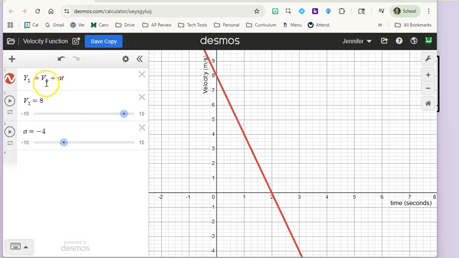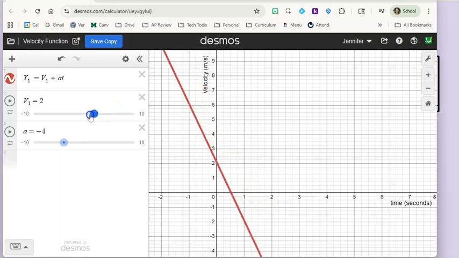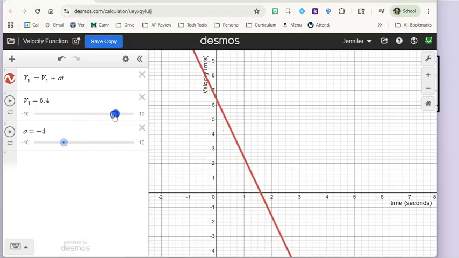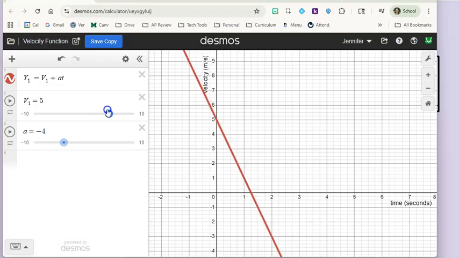Okay, so in Desmos, we have this velocity function with different sliders. So let's see what the effect of the sliders are. This is for whatever reason V1, not V naught, but notice that that is just your initial velocity, right? Just changing the y-intercept of the function. And so let's put that at 6.